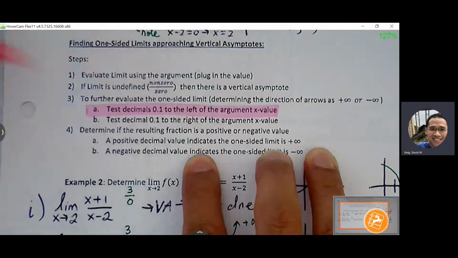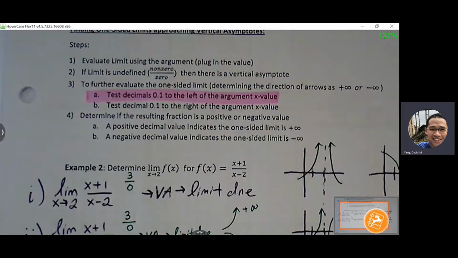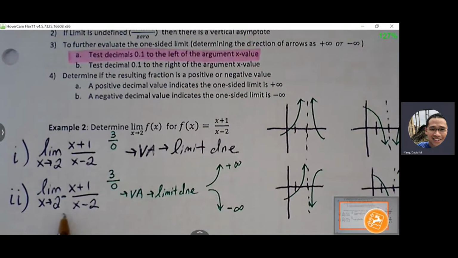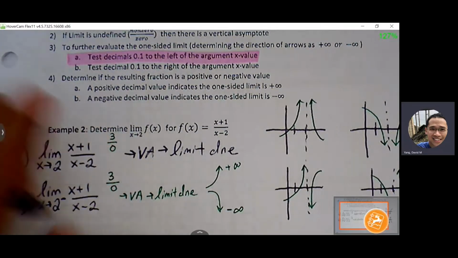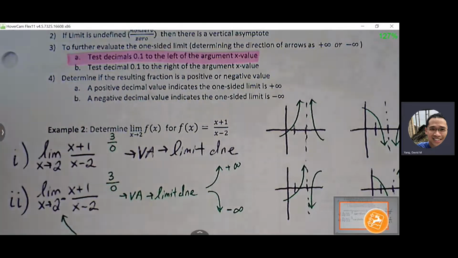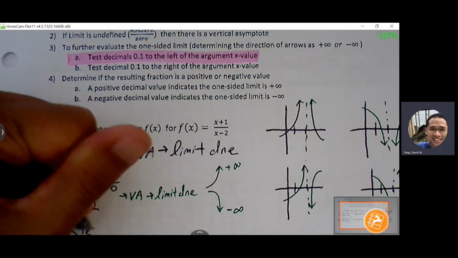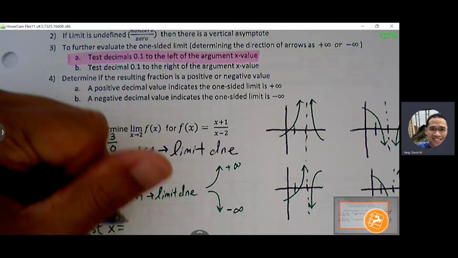we're going to test a decimal 0.1 to the left of the argument x value. We want to choose a value from the correct side, but then also a value close enough so that we can get a good reading on how the graph is behaving. Okay. So what's a decimal value that is 0.1 to the left of 2? Because I got to approach 2 from the left side of 2. 1.9. Okay, so we'll test x equals 1.9.